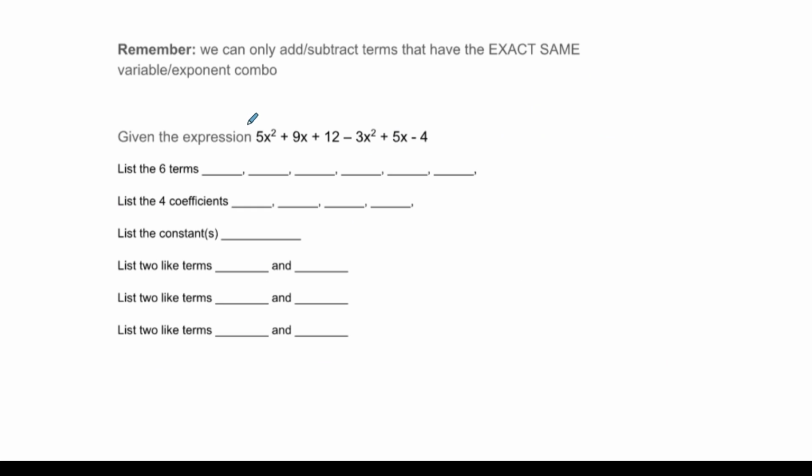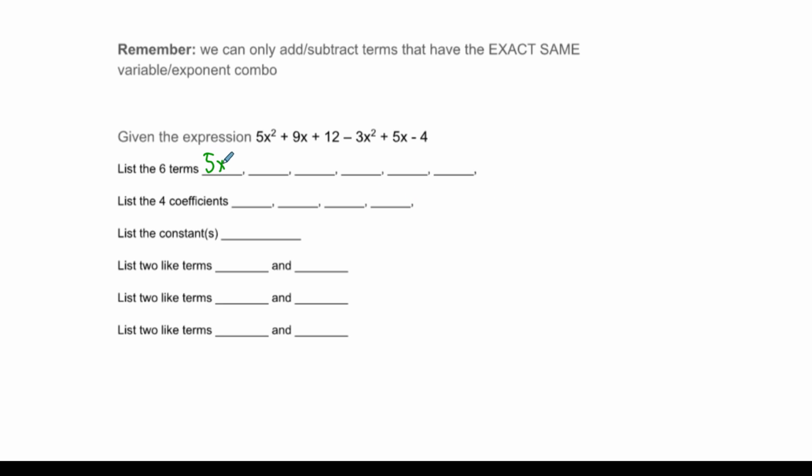Okay. Now let's suppose I have this expression here, 5x squared plus 9x plus 12 minus 3x squared plus 5x minus 4. So take a minute, see if you can do this. I want you to list all the terms individually, and then we'll list their coefficients, their constants, and the like terms that can combine.